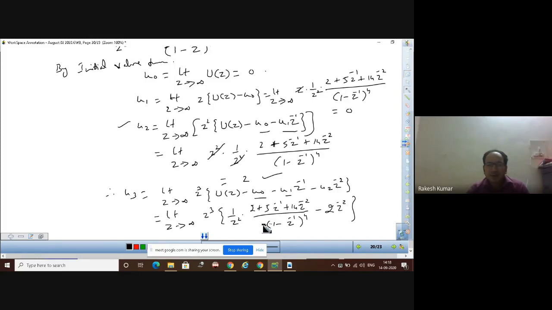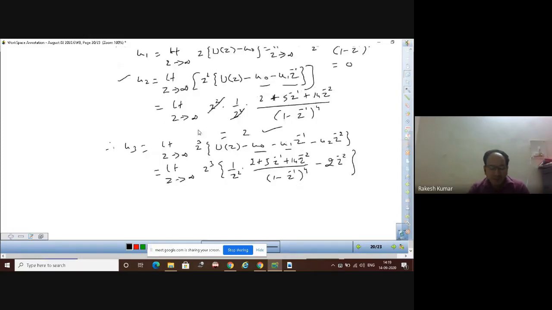Ultimately we have to simplify it more. You can take the term z² from the denominator common, so what is left with us is z. So we have z³, divided by z².